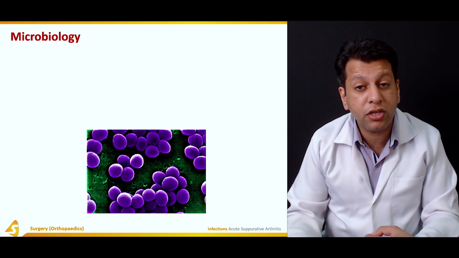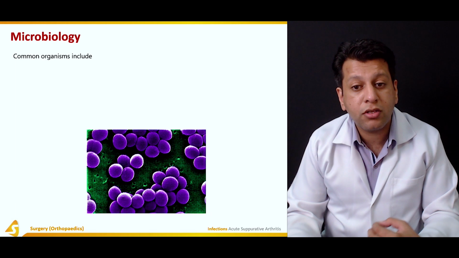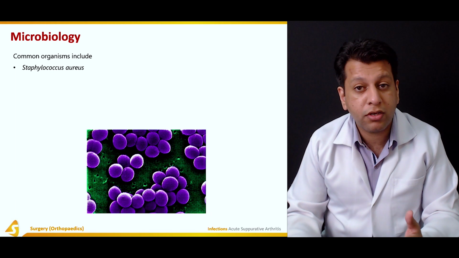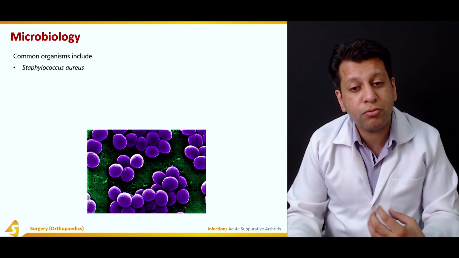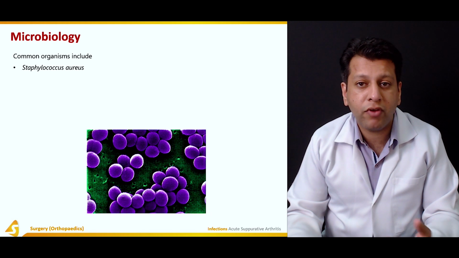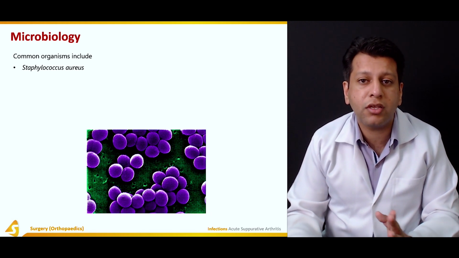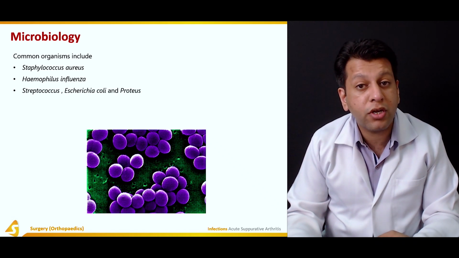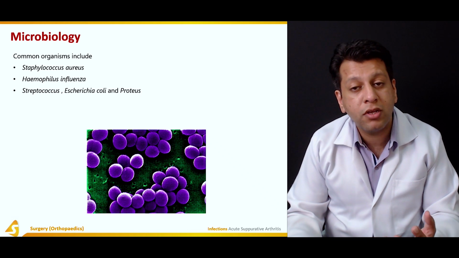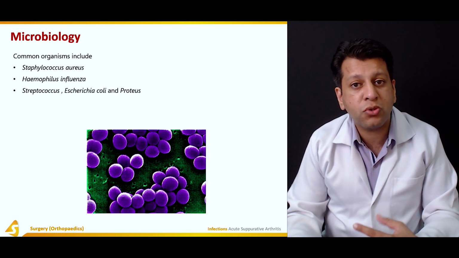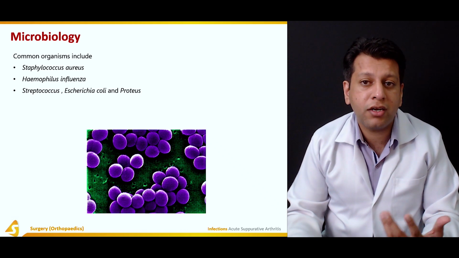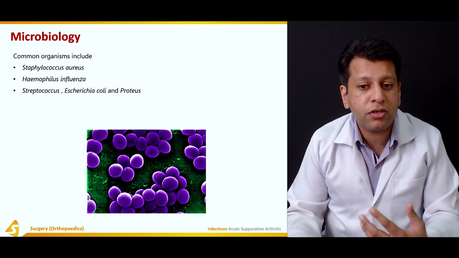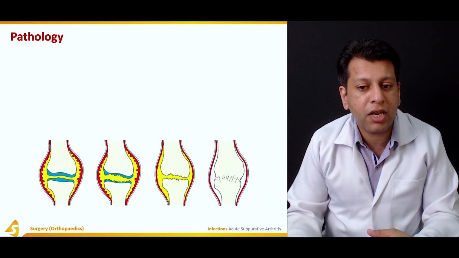Now coming to the microbiology, what type of organisms are involved? The common organisms include Staphylococcus aureus, and I've been talking about how it's the most notorious. In almost every type of infection, the first and foremost organism you should be thinking about is Staph aureus. Then it's H influenzae, especially in those children who do not get vaccinated or are living in parts where the vaccination program is not that effective, where each and every child should get vaccinated for H influenzae at 9 months of age. Then there could be Streptococcus, E. coli, and Proteus mirabilis.